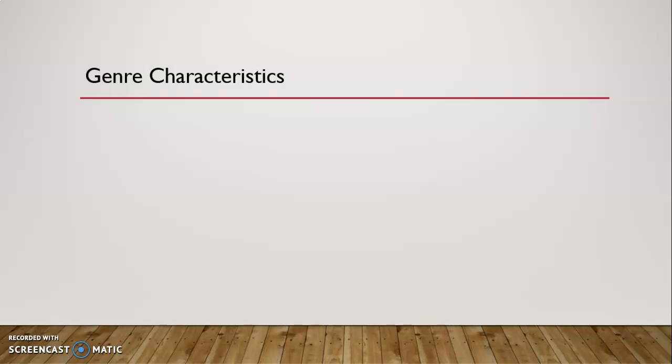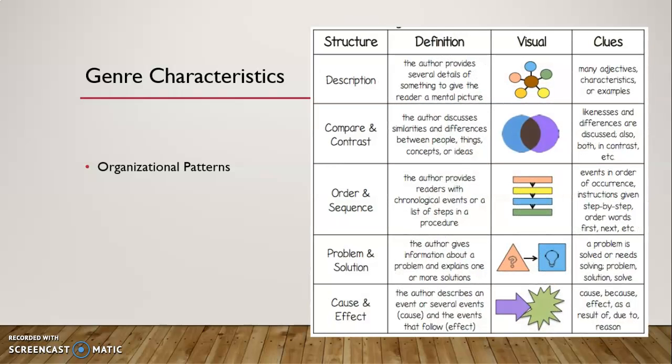Next, I want to talk about organizational patterns. Authors use these text structures, description, compare contrast, sequence, problem solution, and cause and effect, to provide focus and direction on the information they present. As a reader, you want to identify the organizational patterns because it helps you understand the text better. Be sure to look out for the signal words and clues.